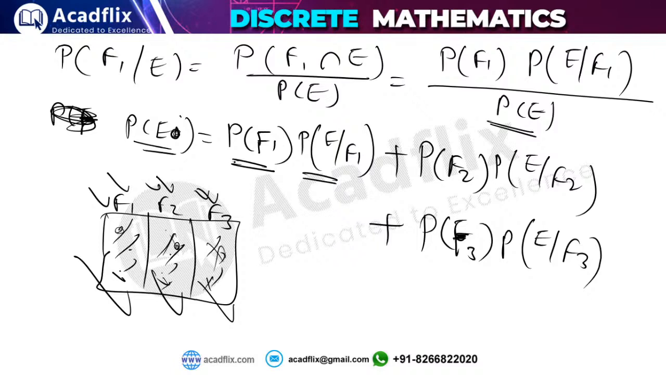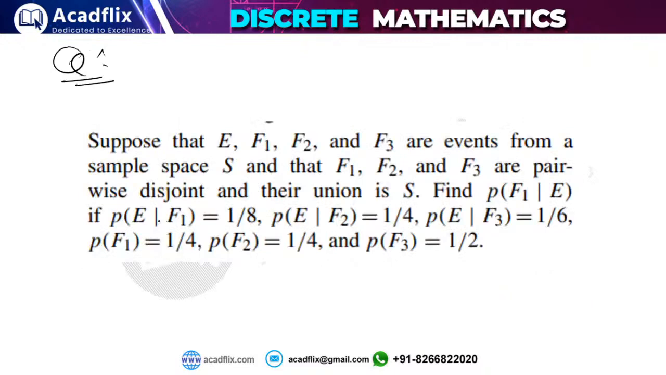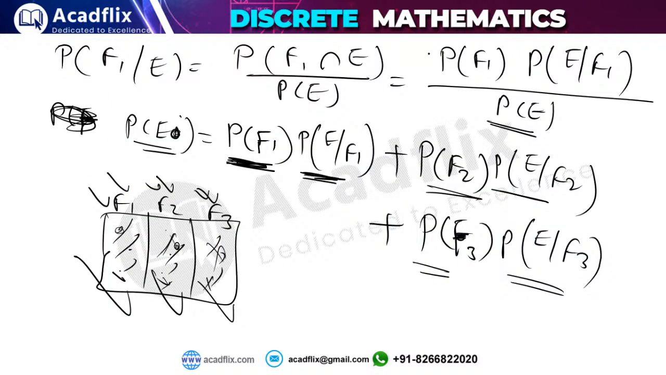So what we can say? We can say either F1 can occur multiplied by E given F1, or F2 can occur given probability of E given F2, or F3 can occur, probability of E given F3. All these values are given in the question. He has given probability of E given F1, E given F2, E given F3, and the probabilities of F1, F2, and F3. So just apply the formula and you will get the answer.